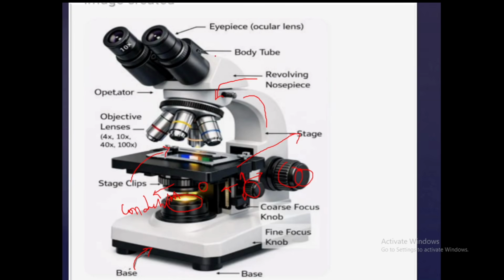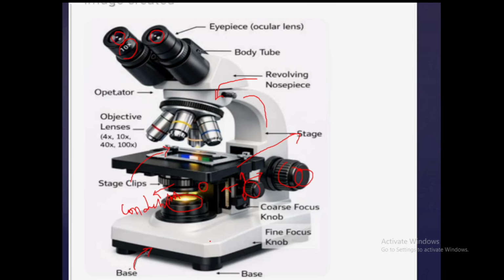Next, this is the body tube and two eyepieces. The eyepiece has the ocular lens. The ocular lens magnification power is 10x. This ocular lens helps to magnify your image a second time, and that magnified image we can see clearly with our eyes.